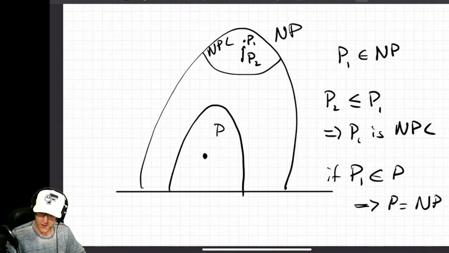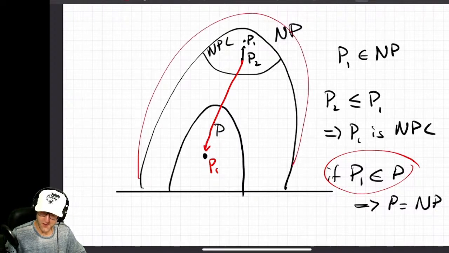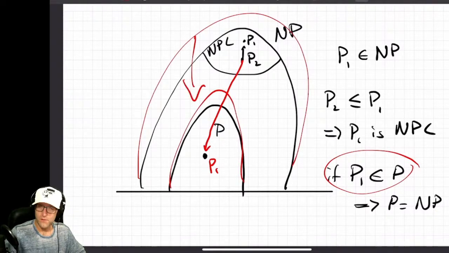the other scenario there. Let me draw it in red. The other scenario that I just proposed here is that P1 is in P instead, and P2 reduces to it, right? That means that this entire thing collapses down to P, because all you need is one problem to do that. Every problem reduces to this NP-complete problem. If this NP-complete problem reduces down to a problem in P, that collapses everything.